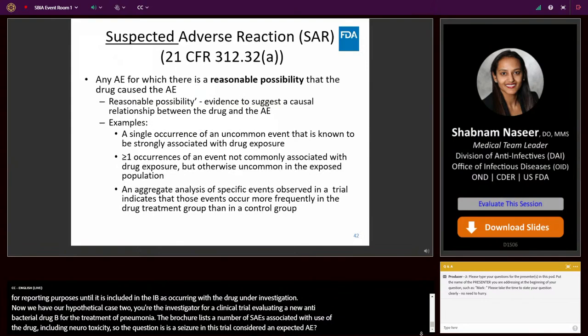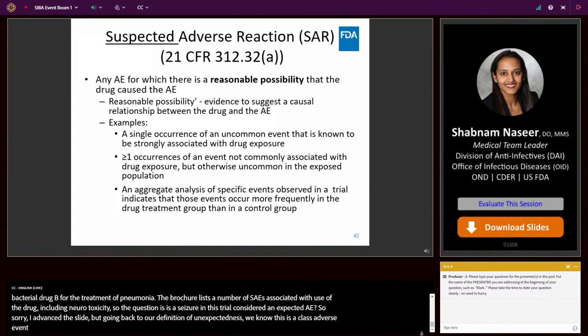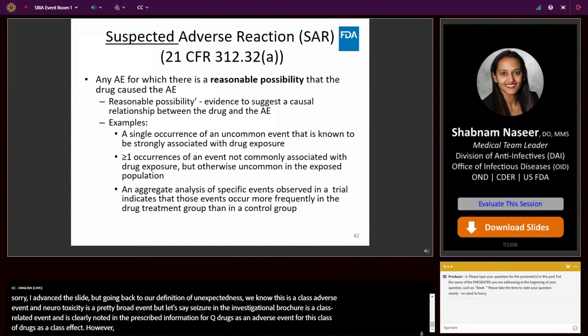So sorry, I advanced the slide, but going back to our definition of unexpectedness, we know that this is a class adverse event, and neurotoxicity is a pretty broad event, but let's say that seizure is in the investigator brochure as a class-related event, and is clearly noted in the prescribing information for quinolone drugs as an adverse event for this class of drugs as a class effect. However, at the moment, the investigator's brochure does not report that this adverse event had occurred for the drug under study. So seizure in this hypothetical case 2 would be considered unexpected.